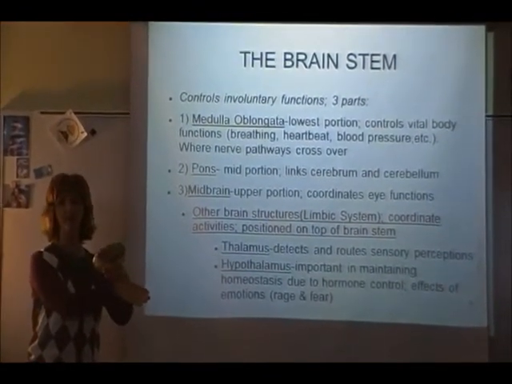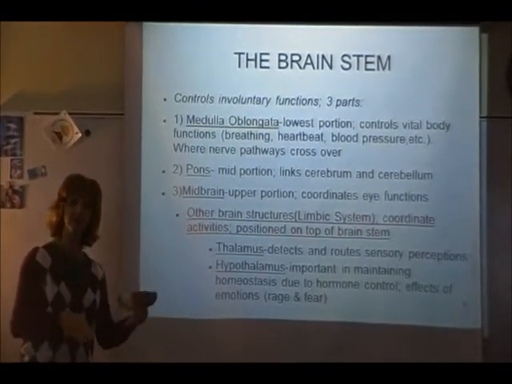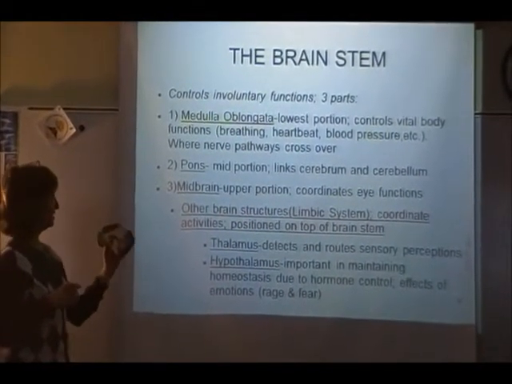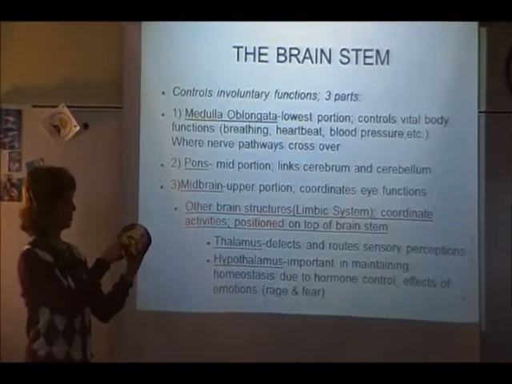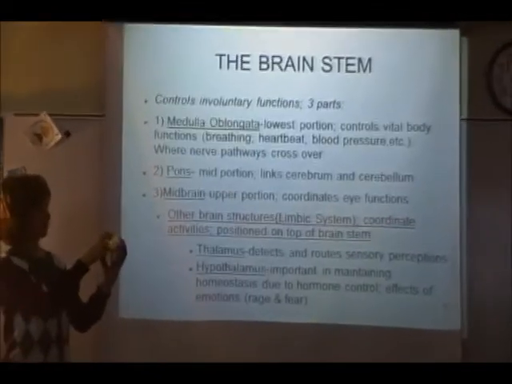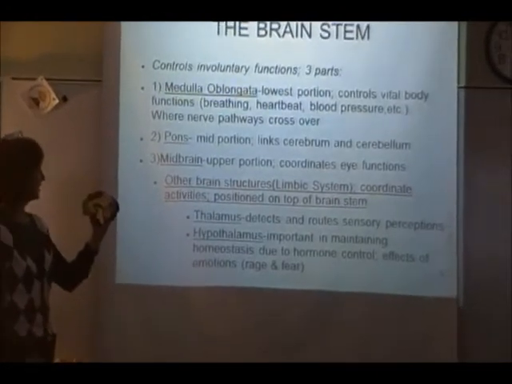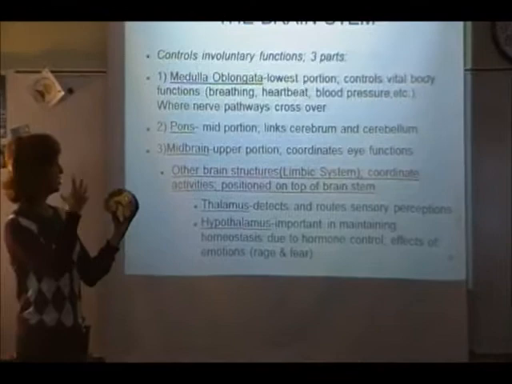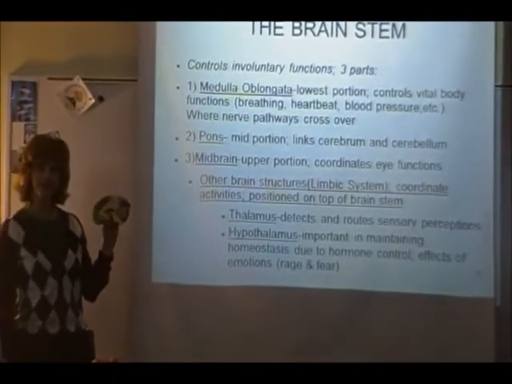Now, this part of the brain is where the nerve fibers actually crisscross. That's why it is said that the right side of the brain controls the left side of the body and vice versa. The pons of the midbrain is more of the middle portion, and that's linking the cerebellum and the cerebrum together. And the midbrain, the upper portion, is responsible for eye functions.